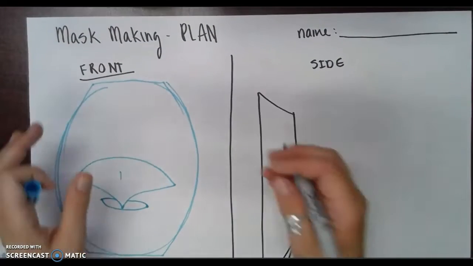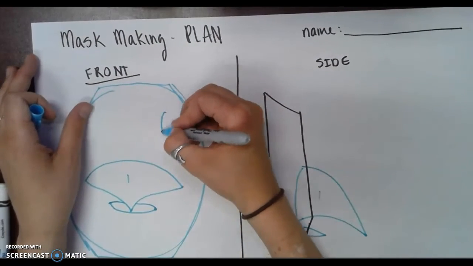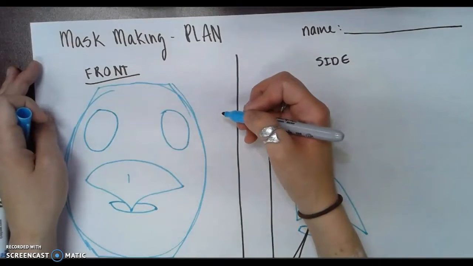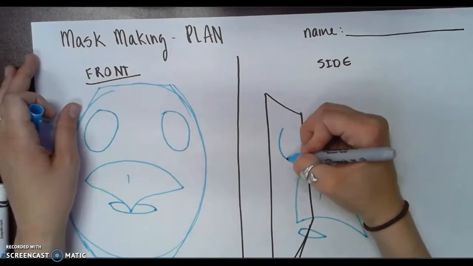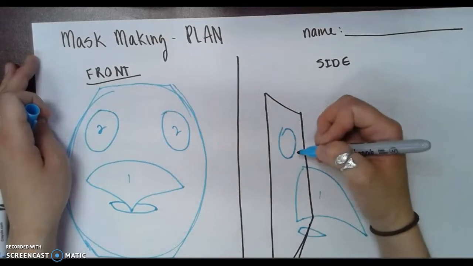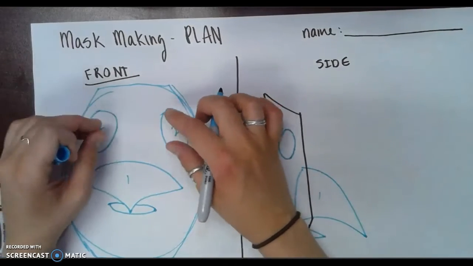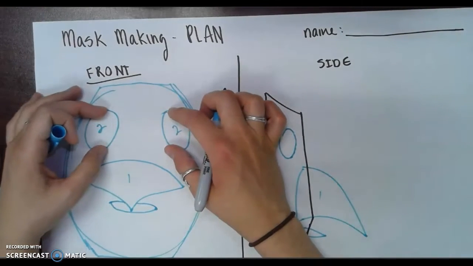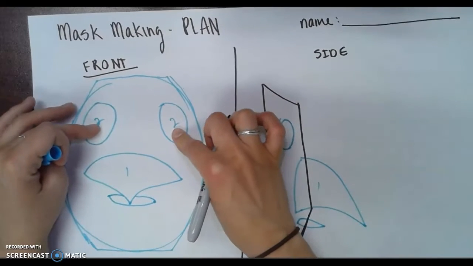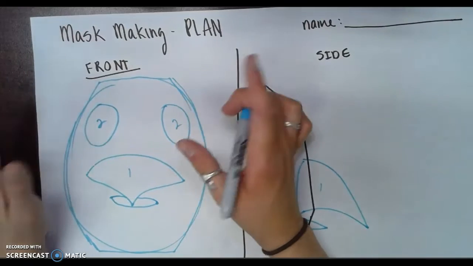There we go. And say I want to do big bulging eyes. That can be another three-dimensional feature. And I can mark that with a 2. I wouldn't mark this 2 and 3 because they're the same feature. So that just counts as the second three-dimensional feature. Okay, we want 3 different types of features.